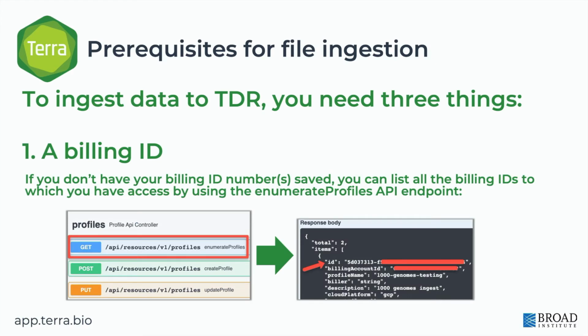In order to do any of these methods, there will be three prerequisites. The first is that you need a billing ID that links you to your GCP billing account. If you don't have your billing ID handy, you can use the Enumerate Profiles API endpoint to list all of the billing IDs to which you have access. You can list all of the billing IDs associated with the email you're logged on with. Remember, as a best practice, you should use the same billing ID when working on a given dataset.